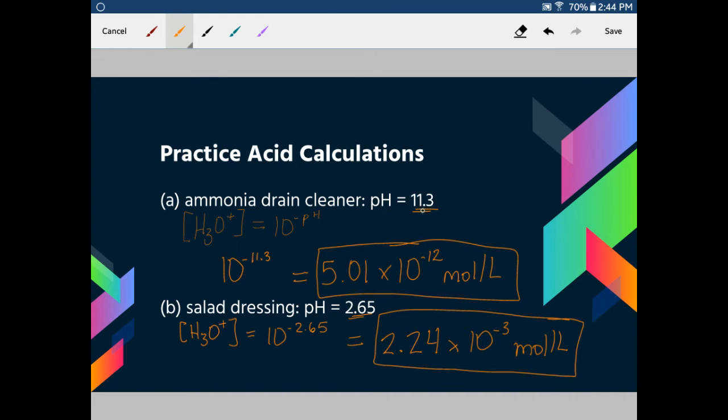So the difference between the pH of 11.3 and 2.65 is quite significant. Okay, we're working with numbers that go from very low hydronium ion concentrations to relatively a bit higher ones for a lower pH, which is what we expect.